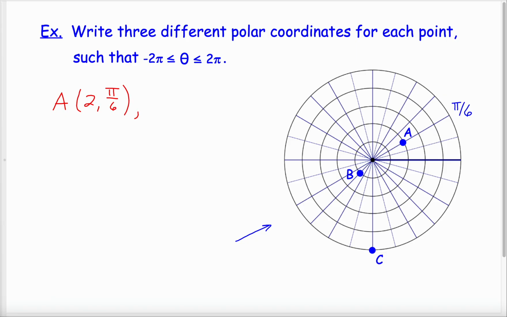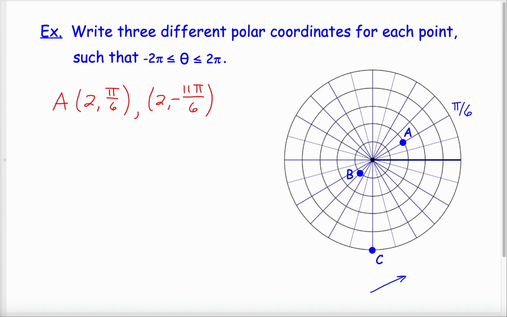Instead of 2 comma pi over 6, well, I can't go all the way around the circle and then another pi over 6, because that takes me outside the constraints here. But what if I went in the negative direction, going this way? What's that angle? Negative 11 pi over 6. So I could write this as 2 comma negative 11 pi over 6. That's greater than negative 2 pi, so I'm still within the constraints.